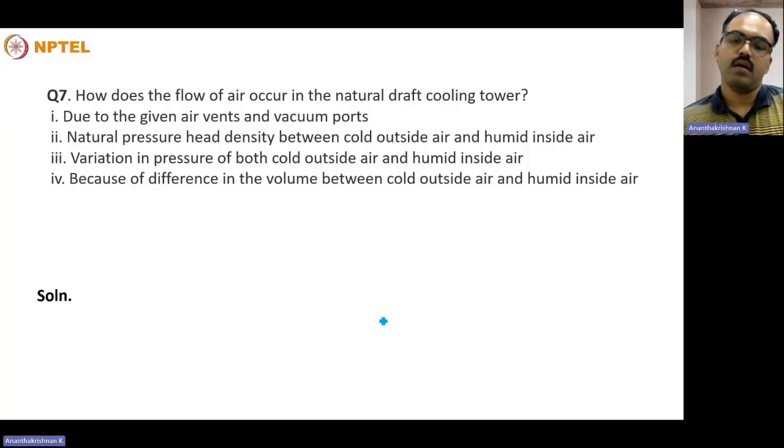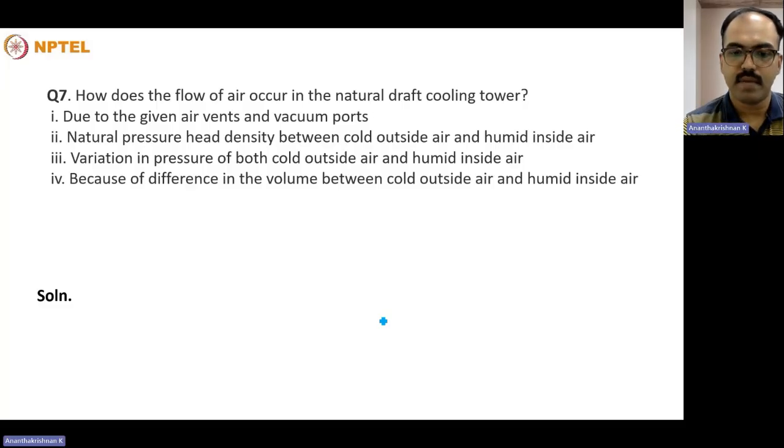Look into this problem. This is also a multiple choice question. How does the flow of air occur in the natural draft cooling tower? Due to the given air vents and vacuum ports, natural pressure head density between the cold outside air and the humid inside air, variation in pressure of both cold outside and the humid inside air, or because of difference in the volume between cold outside air and humid inside air.